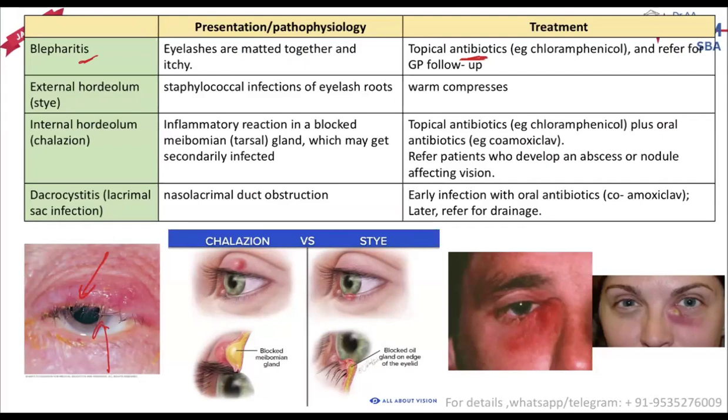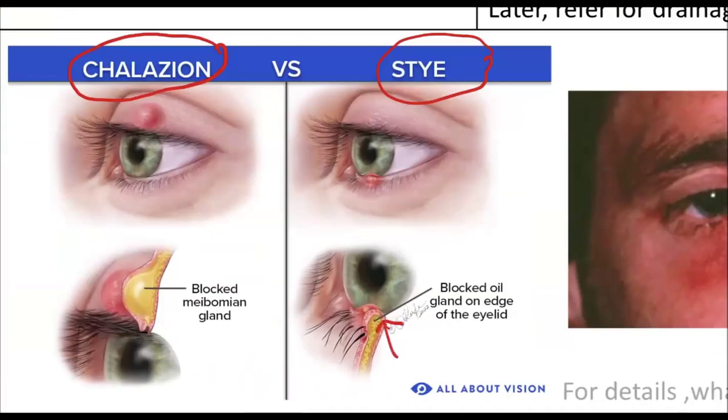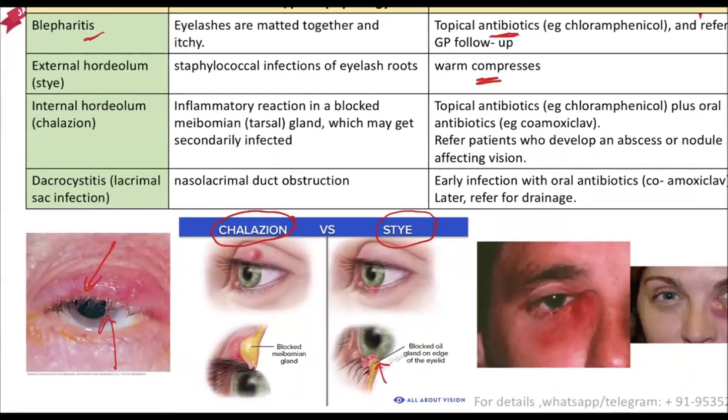There are two conditions. One is external hordeolum, known as stye. Another one is internal hordeolum, known as chalazion. External means externally it is there. What happens here? This is an inflammation of the eyelash root. The eyelash root here has got inflamed. He'll be coming with severe pain. Just warm compresses should be sufficient here.